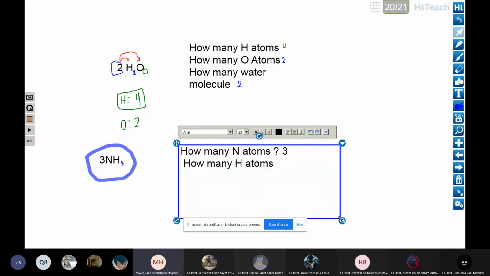They are 6? 3 times 3, not adding, multiplying. Oh, okay, 9. So how many hydrogen atoms? 9 atoms. Okay. How many molecules do you have? 3. Thank you. Is it clear now? Yes. You know how to solve these questions now? Yes, Miss. It's pretty easy.